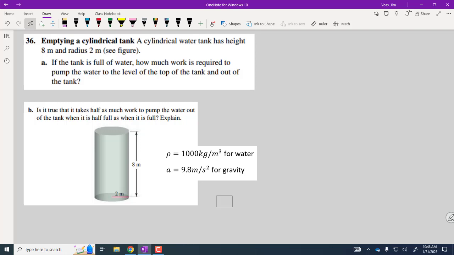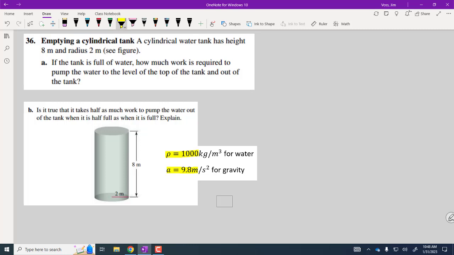So here's what we have. Cylindrical tank, it's filled with water, height of 8 meters, radius of 2 meters, tank is full of water. This is always given. Density of water is given to be 1,000. Acceleration, we're going to deal with the metric system, 9.8.